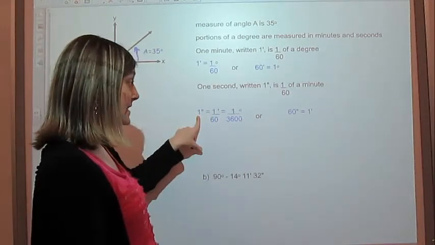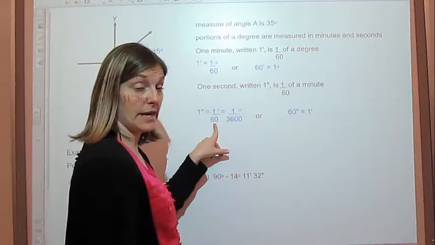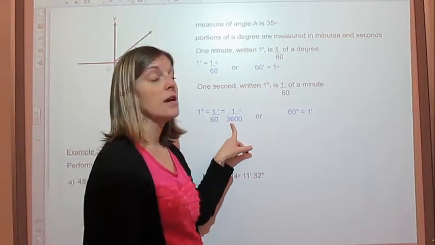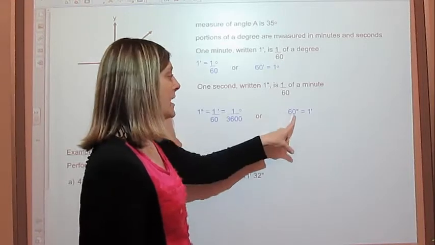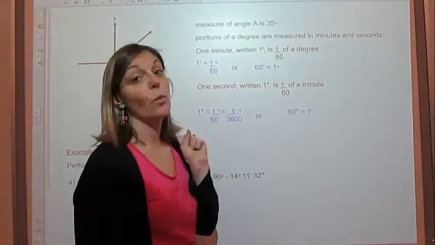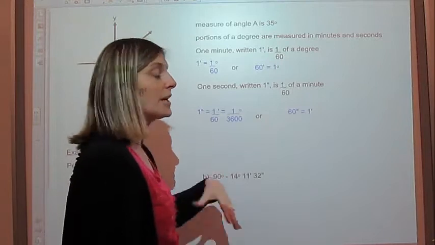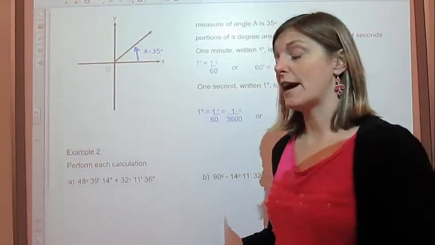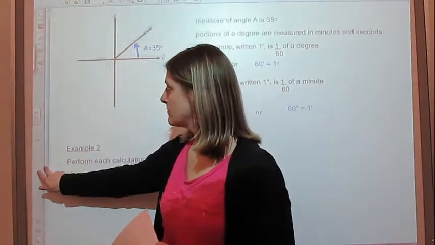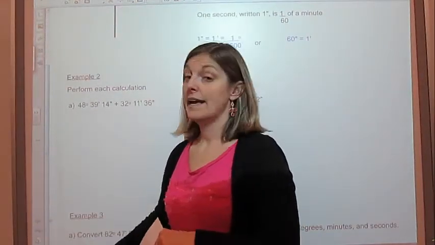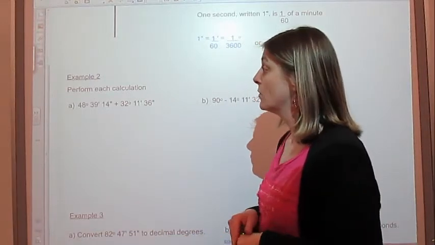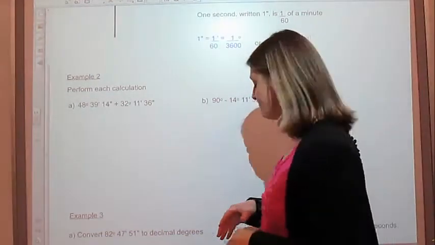So here you have 1 second equals 1/60th of a minute, which is the same thing as saying 1/3600th of a degree. And then 60 seconds is equal to 1 minute. Okay? So you're going to need to know that in order to perform some calculations. And again, this is used in GPS, so it's a very common way of describing an angle.